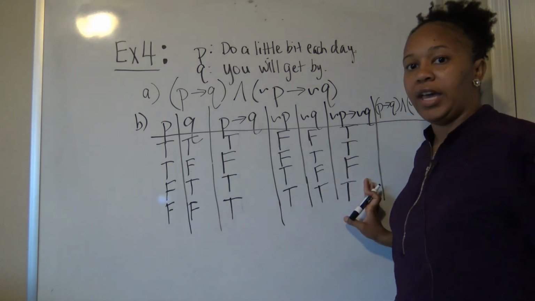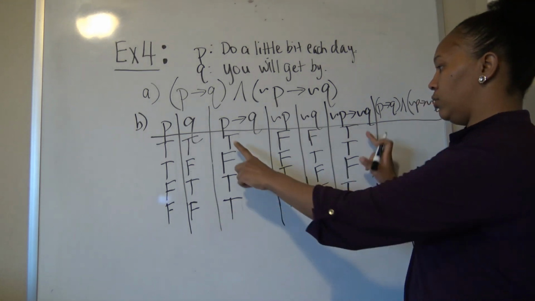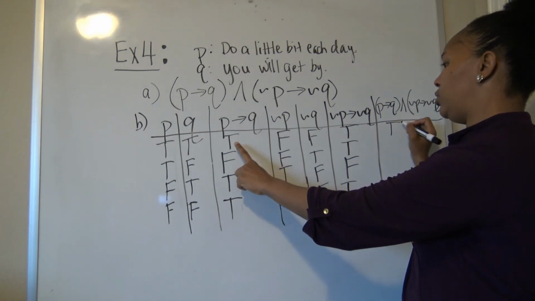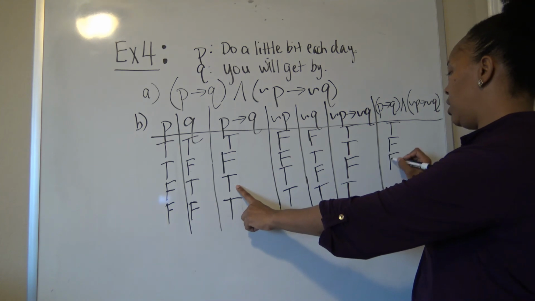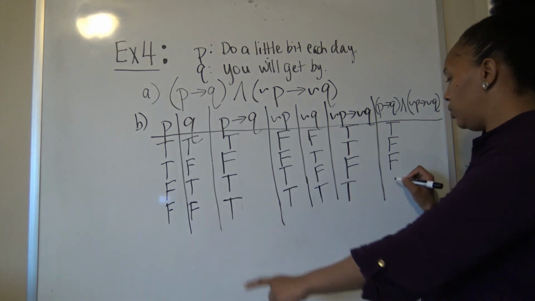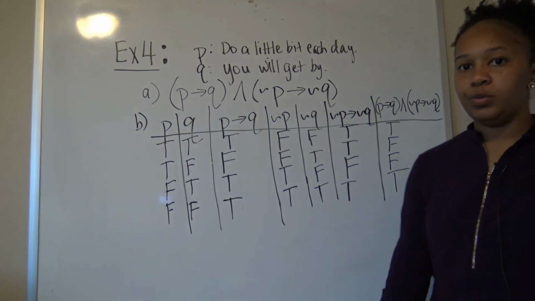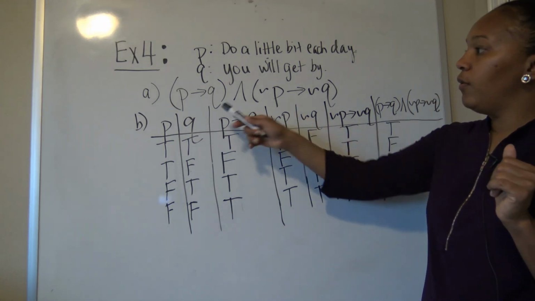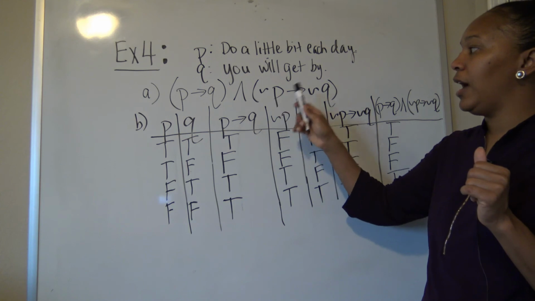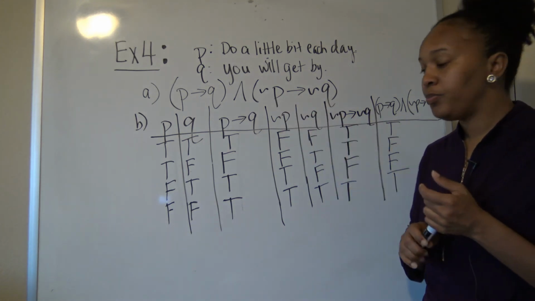So remember, the and is true when they're both true. So they're both true here, that will be true. They are not both true here, that will be false. They are not both true here, that will be false. And they are both true here, so that would be true. And so that's how you would construct the truth table for P implies Q and not P implies not Q.